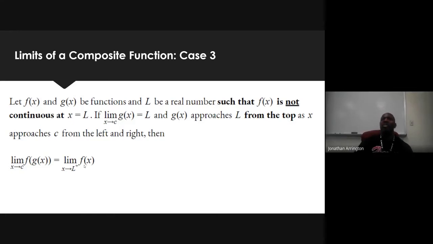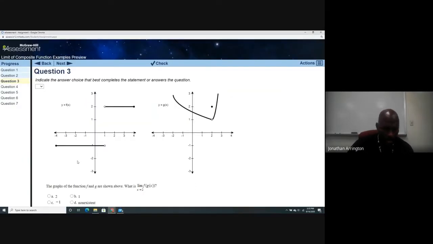So if it approaches from below, like it was in case 2, we take the limit as x goes to L minus. If it approaches from the top, as it is in case 3, we'll take the limit as x goes to L plus. So let's look at a case 3 example. All right, here's the case 3 example. So in this problem, we're finding the limit as x goes to 2 of f of g.